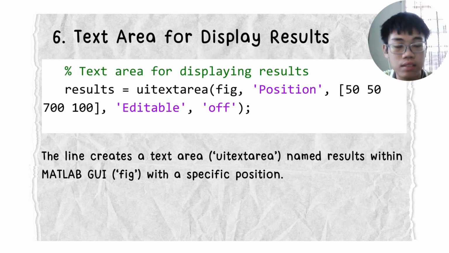After we create the axes for the graph, we will create a text area for displaying the result. The code shown here will create a text area by using the code UI text area, named results, and also specify its position.